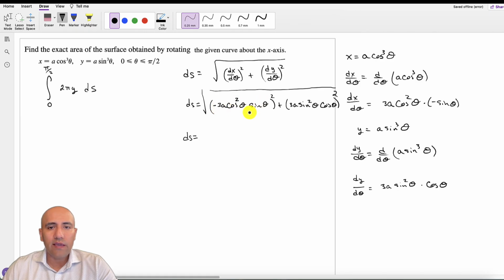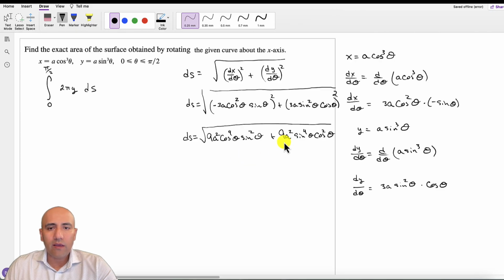So ds is going to be equal to 9 cosine to the power of 4 theta sine of theta squared, plus, I forgot the a squared in front. There's a 9a squared, 9a squared. And same thing over here, 9a squared sine to the fourth power theta cosine squared theta, still inside this root.